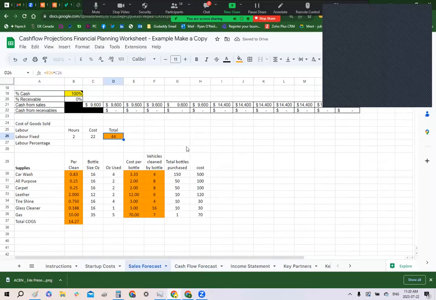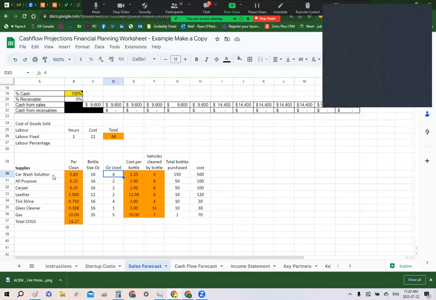Okay. So the other piece is the supplies. The cost of goods sold for supplies feels overwhelming, but I was glad to see, Tessie, that you've created a spreadsheet that breaks down how to create your costs based on how much stuff you use. So to clean a car, we have our car wash solution, the all-purpose cleaner, carpet cleaner, leather cleaner, tire shine, glass cleaner, and the gas that we put into the generator or to drive.